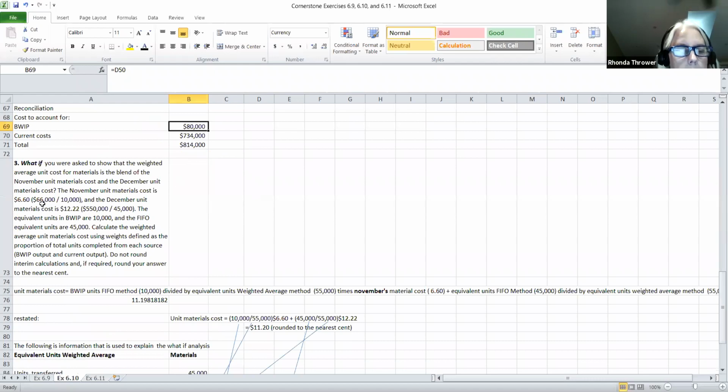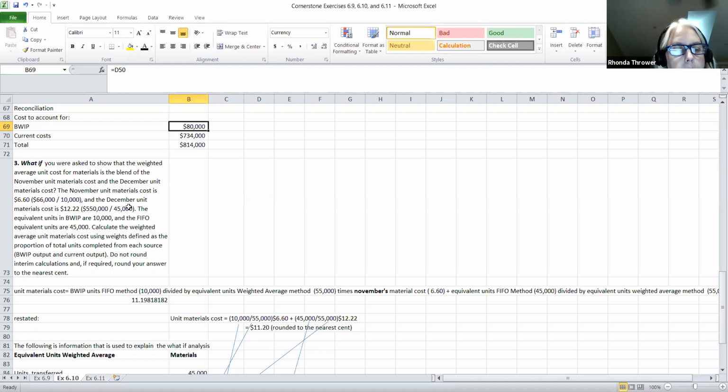So 666,000 is coming from what was given in the information above for beginning inventory. We're going to divide it by 10,000 that they just told us is our beginning inventory units. So $6.60 would be the materials cost for November.